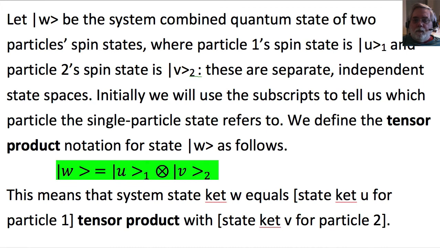Let ket W be the system combined quantum state of 2 particles' spin states, where particle 1's spin state is ket U1 and particle 2's spin state is ket V2. These are separate independent state spaces. Initially, we will use the subscripts 1 and 2 to tell us which particle the single particle state refers to. We define the tensor product notation for state ket W as follows. Ket W equals ket U sub 1, tensor product ket V sub 2. This means that system state ket W equals state ket U for particle 1, tensor product with state ket V for particle 2.